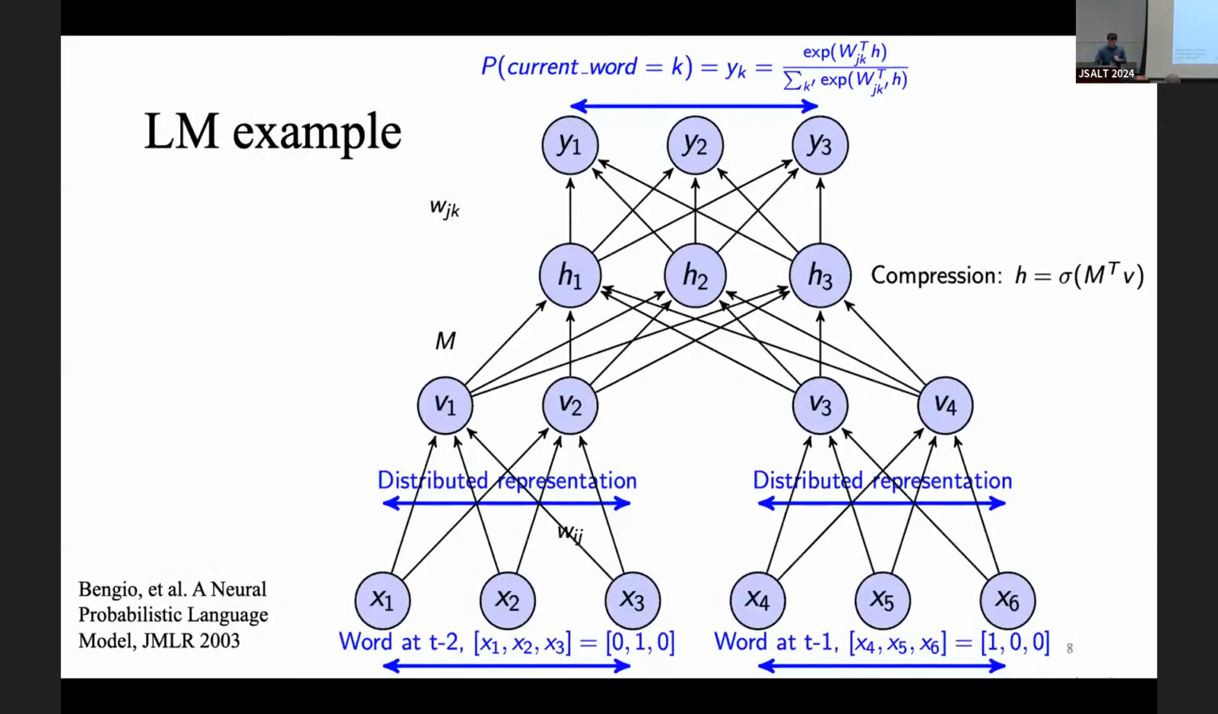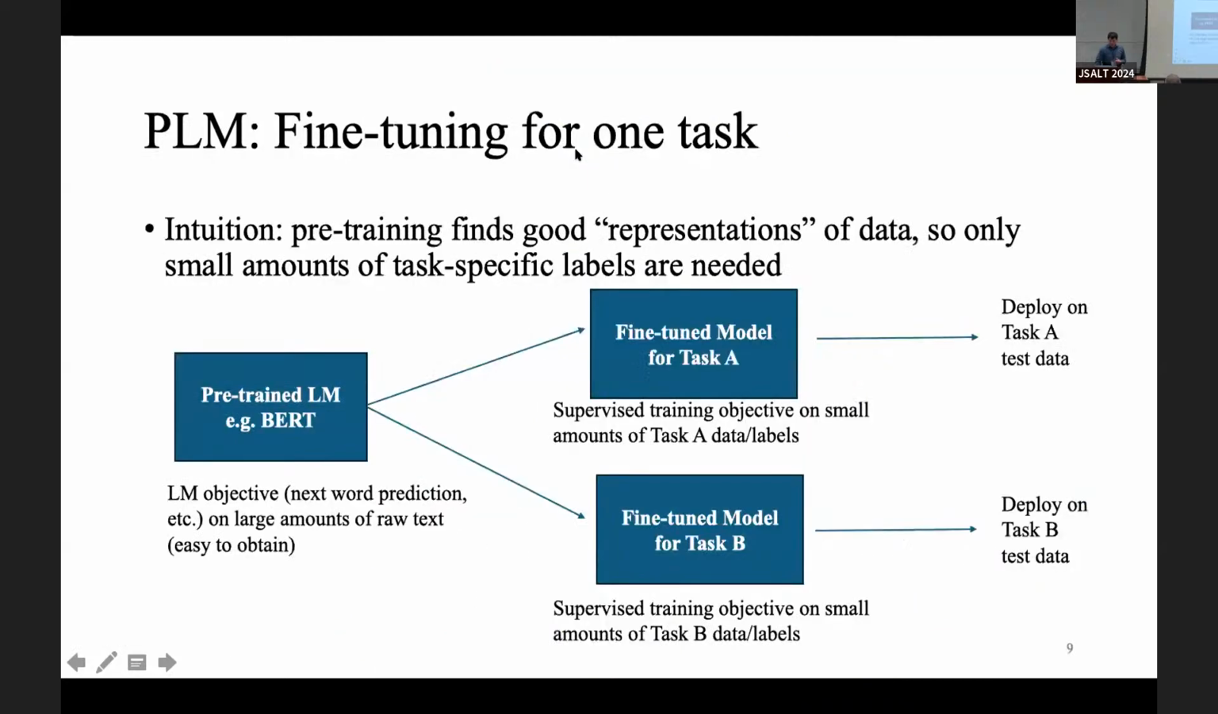All right, so here's an example of a neural network-based LM, where you have vectors representing different words, and then you put them through some layers, and finally you have output nodes that represent the probability of the next word. Okay, so that should all be clear.